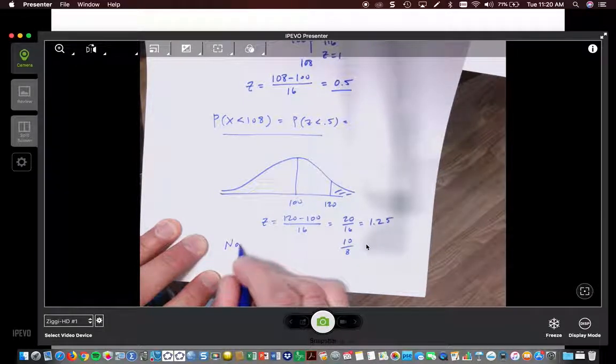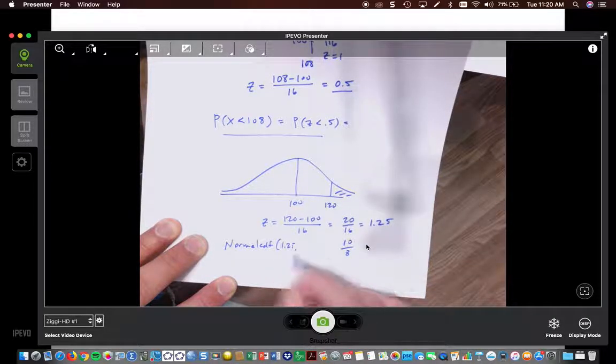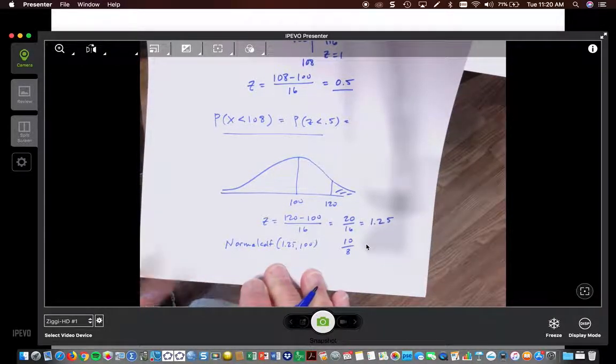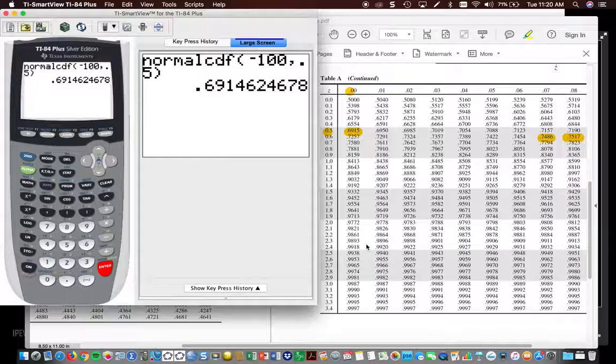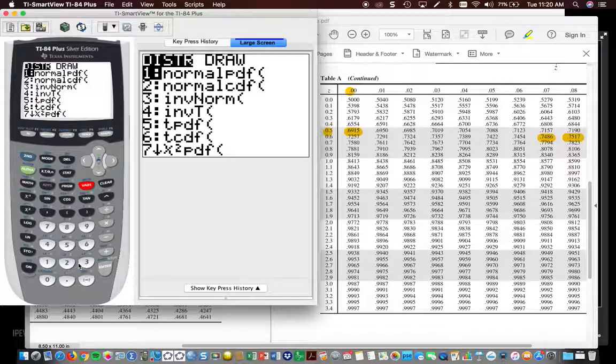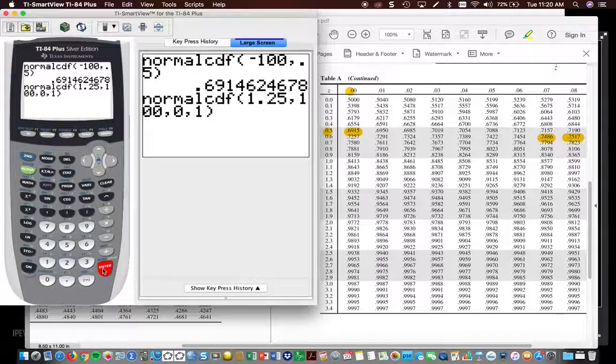So we go to the calculator and we say normal CDF. The lower bound is 1.25. The upper bound is a big number. All right, so again, normal CDF, choice number 2, lower bound 1.25, upper bound a big number, okay, and then paste that, and it says about 10%.